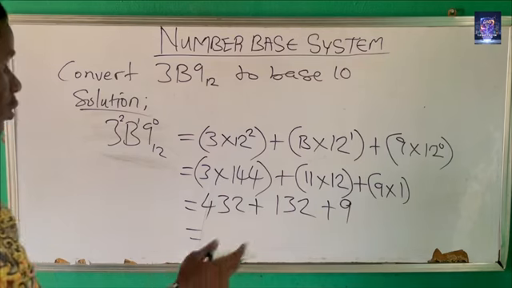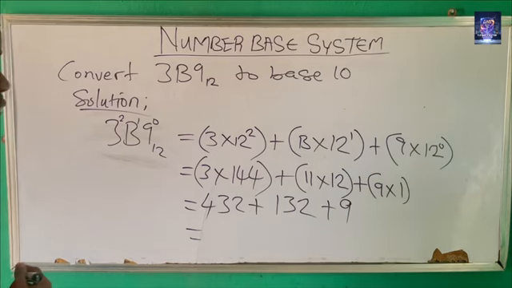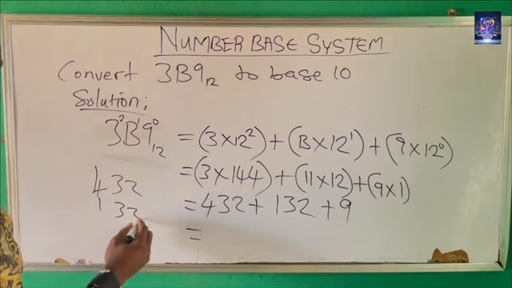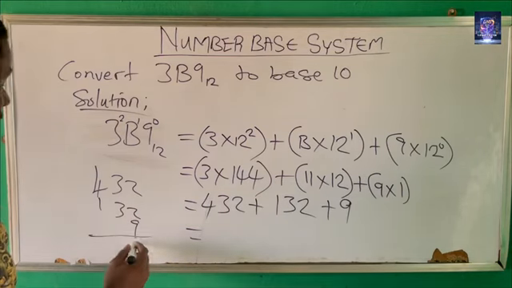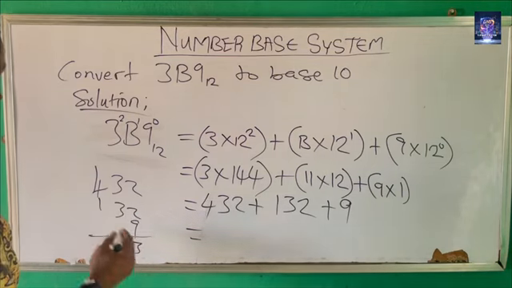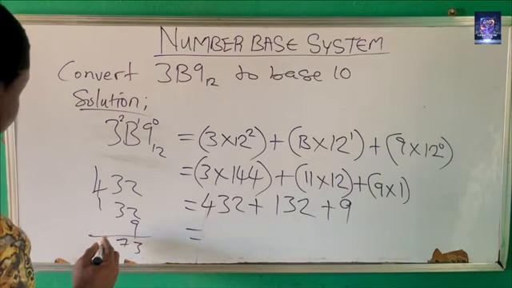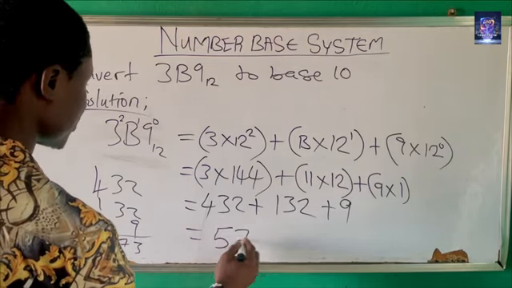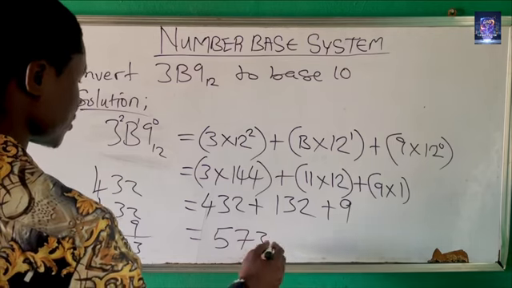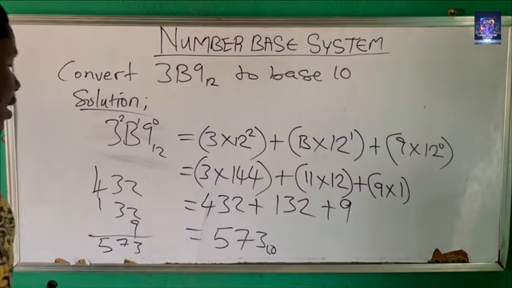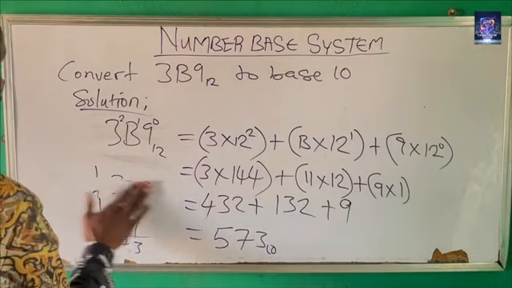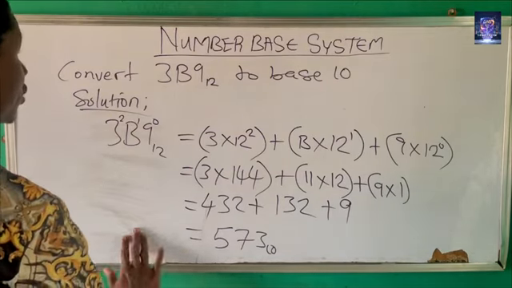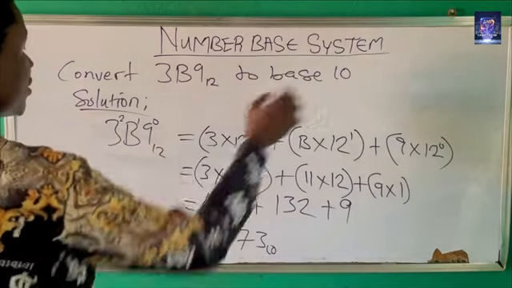Alright, so the next thing we do is to sum all of this up. We have 432, we have 132, and we have 9. Alright, this is 13, this is 7, and this is 5. So our answer is 573 base 10. Alright, that brings us to the end of this question. We've been able to convert this value to base 10.